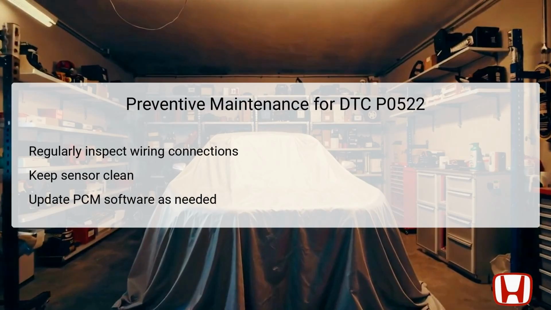Regular preventive maintenance is vital to avoid recurrence of DTC P0522 issues. First, periodically inspect the wiring connections to the rocker arm oil pressure sensor to ensure they are secure and free from corrosion. Loose or corroded connections can easily lead to low voltage readings. Additionally, keeping the sensor and surrounding areas clean from oil and debris will facilitate efficient sensor operation.